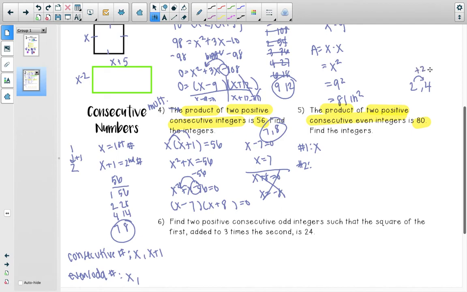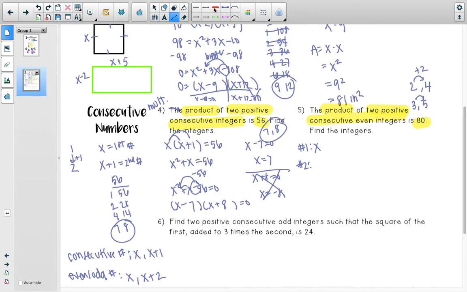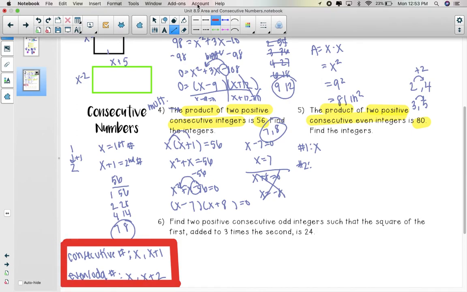Well, you add 2. Now, if I was odd numbers, let's say we had 3 and then 5, remember that adds 2 as well. So anytime it's an even or odd number, you're going to have x and x plus 2. So I would highlight that, box that, star that, whatever you need to do. I'm going to put it right here. Okay, important information.